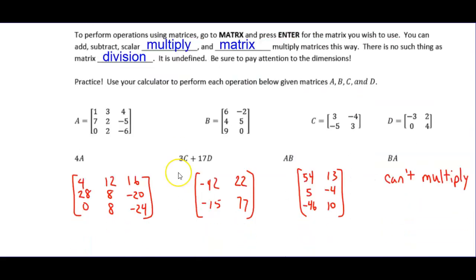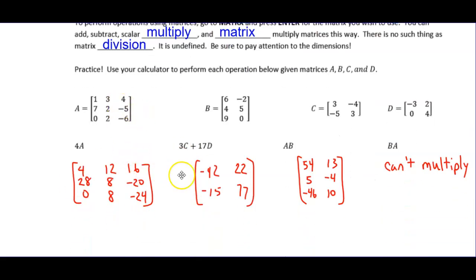Right, so let's look at this. What we're going to try to do is generate these answers on the calculator. So I'm going to put in the first matrix with you and multiply it by 4, and then you'll pause and you'll work through the others.